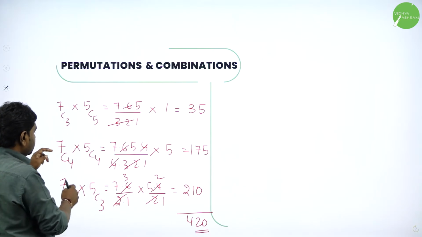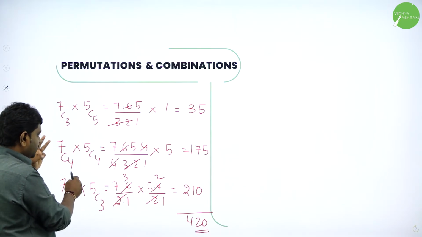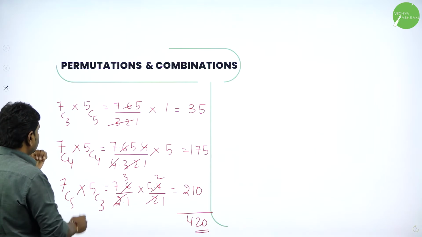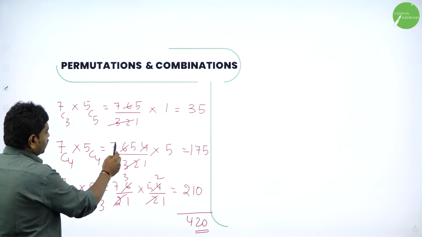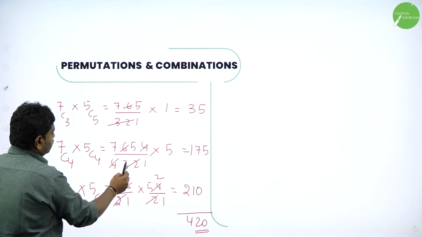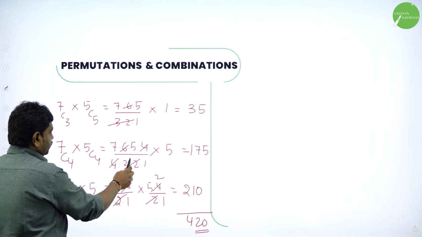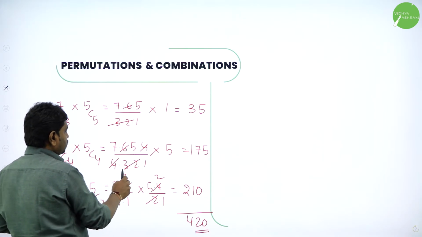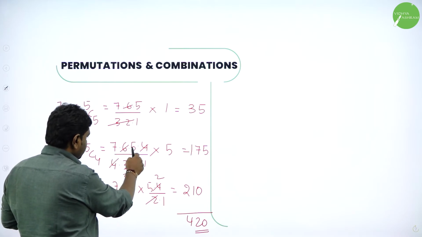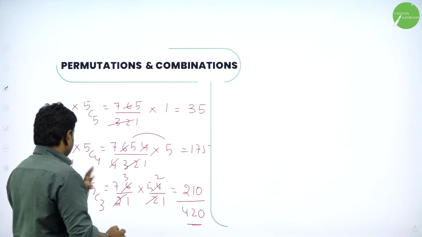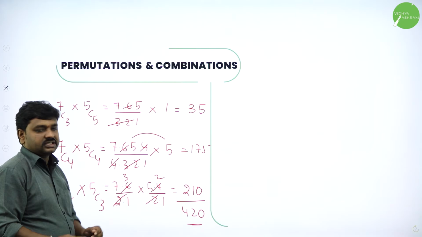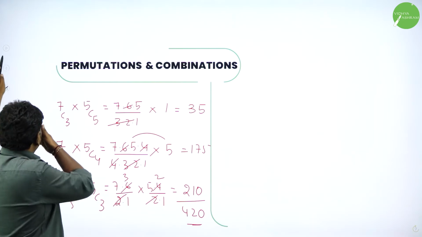7C4, 5C4 means 7 minus 4, so it is 7C3, you can take that also. But I have taken out 7C4, 4 terms: 7, 6, 5, 4 over 4, 3, 2, 1. So 4 and 4 cancel. 3 times 2 is 6, 6 cancels. 7 times 5 is 35, 35 into 5. And then 7C5, 5C3, that's it. So I hope all of you understood this.